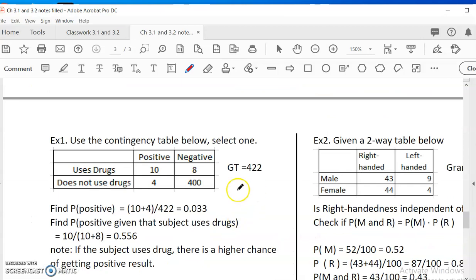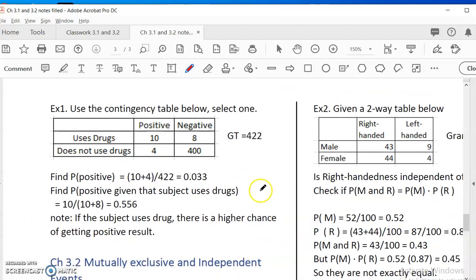So we can say that these are two-way tables, and you can use these examples to calculate given that, and also or and probability. So let's do one with a given that. The probability that someone tests positive. Positive would be all the positive cases that you have, right? 10 plus 4 over the grand total. In this case, it's 10 plus 8 plus 4 plus 400, which is 422.